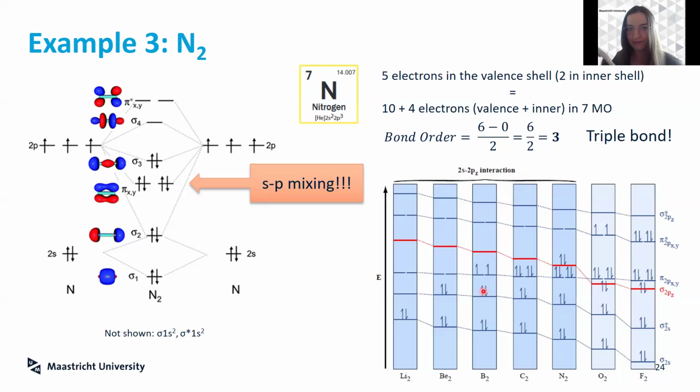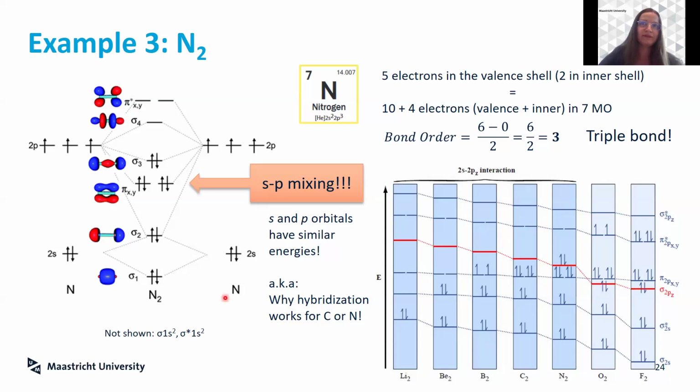interaction of the sigma. This means that pi drops in energy, the sigma is next. So then instead of having sigma, pi, pi star, sigma star, you have pi, sigma, sigma star, pi star. This happens as you go across the periodic table. The moment you flip from oxygen to nitrogen, you can have some sp mixing.